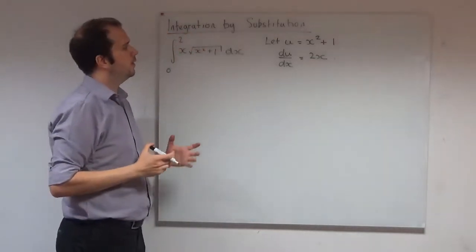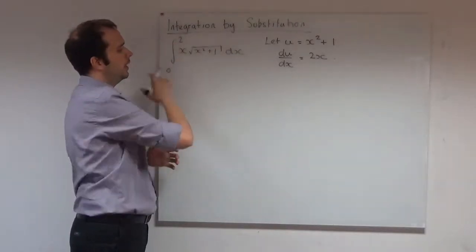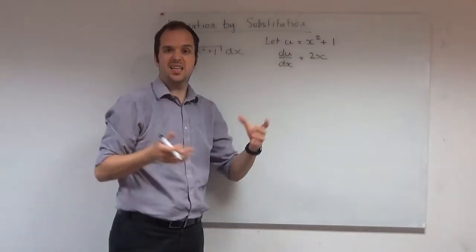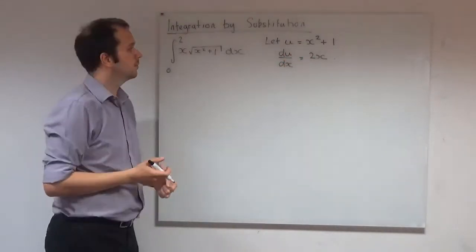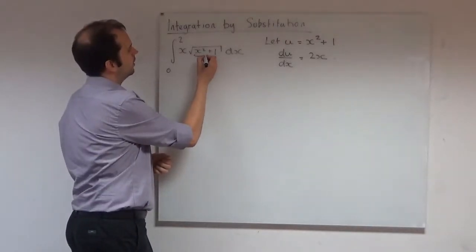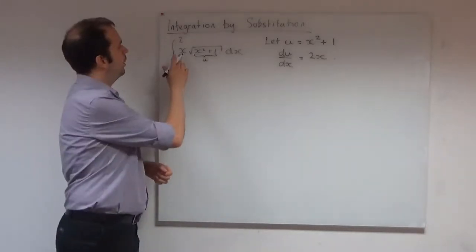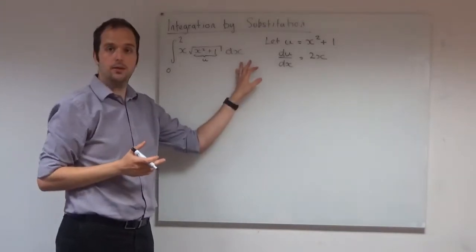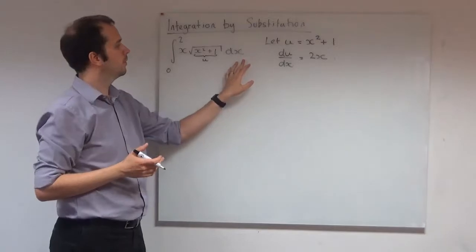Now, the point of doing this substitution is to replace all the x's in our integral with u's, and keep our fingers crossed that it will give us an integral that we can do. So, I can replace this x squared plus 1 with my u. But I've still got an x here and I've got my dx. Your dx needs to change too. You need to change that into a du.